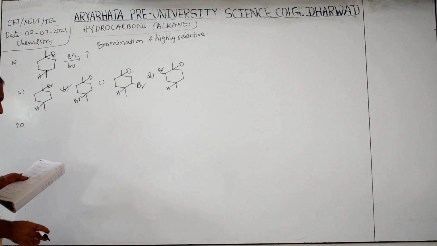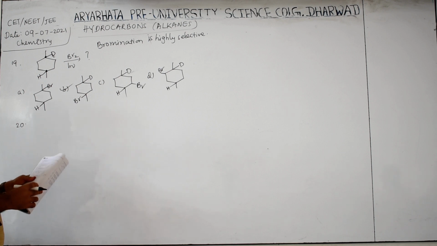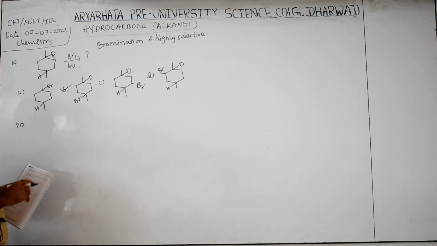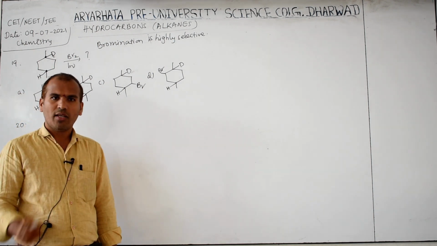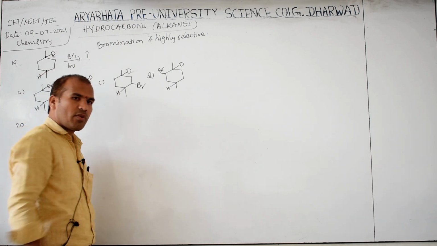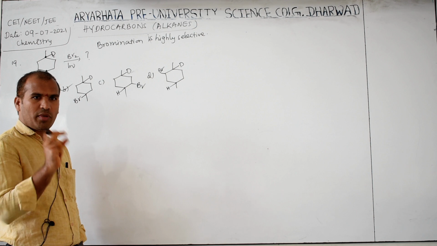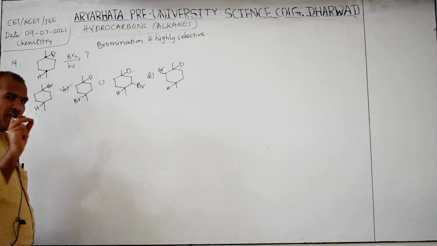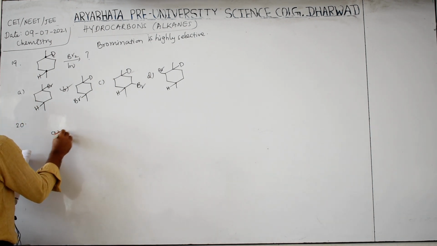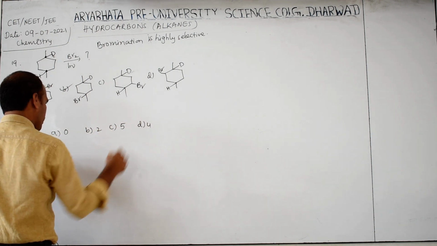The number of possible enantiomeric pairs that can be produced during monochlorination of 2-methyl butane is. Here they are asking the number of possible enantiomeric pairs. Enantiomer means, as I told you last class, if a chiral compound is there, its mirror image. This 1 and 2 is called what? One pair, single separate isomer. Together as mirror images they are called an enantiomeric pair. For an enantiomeric pair, what is required? Chiral carbon required. Okay. So here the options: A 0, B 2, C 5, D 4.